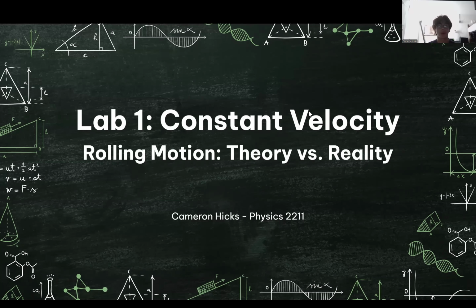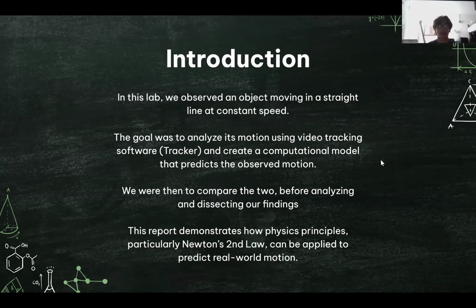In this video, we are going over Lab 1, Constant Velocity, Rolling Motion, Theory versus Reality. In this lab, we tracked an object moving in a straight line at constant speed. The goal is to analyze its motion using Tracker, a video analysis tool, and then create a computational model that predicts that motion. This is a great example of how physics isn't just formulas on a page. We can actually predict real-life motion using those formulas and math.